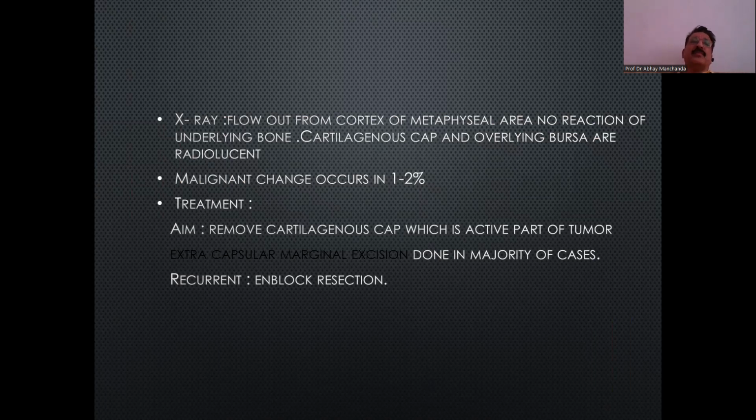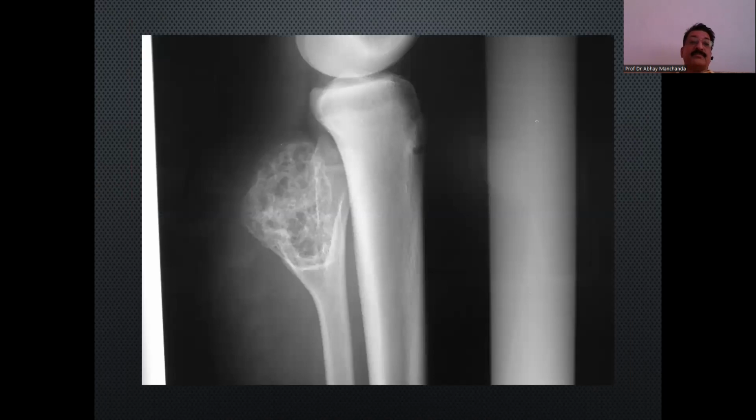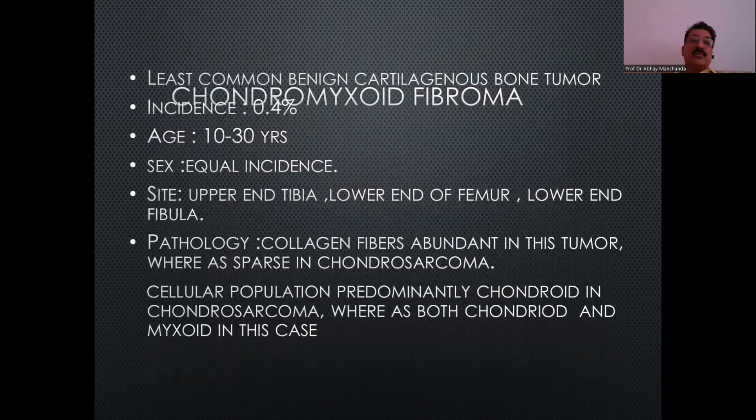So what is the treatment? Remove the cartilaginous cap, which is the active part of the tumor. Extracapsular marginal excision is done in the majority of cases. And when there is recurrence, you have to really go for en bloc resection. These are examples of osteochondromas.